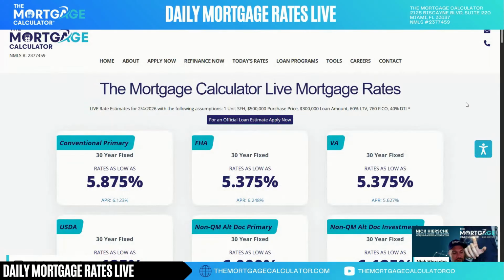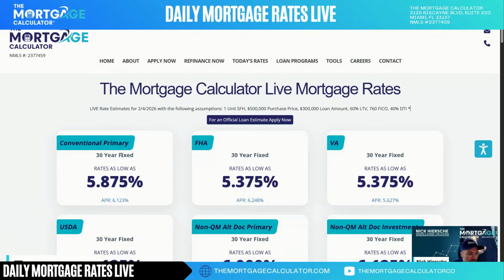And now let's check out our actual live rates for our standard programs. So we always pull this up. This is our standard pricing page. We have a lot of different standard options. But first up here, our conventional option for our primary home. We always set up a standard scenario, a 1 unit single family home, 500,000 purchase price, 300,000 loan amount, 60% loan to value, and 760 estimated FICO credit score, and 43% debt to income ratio. That way we can compare all sides.